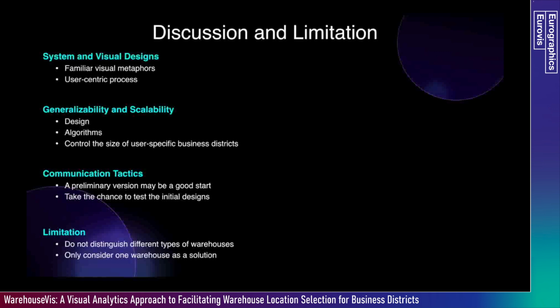Warehouse uses a familiar visual metaphor and conducts a user-centric process. After introducing the system, users can develop a customized path for exploration. Our system has good generalizability in terms of design and algorithm. Regarding scalability, we can control the size of the user-specific business districts so that the system would not be overloaded by a large number of business districts. Also, we find the preliminary version is a good start for the experts to get familiar with our system, and we can also take the chance to test the initial designs.